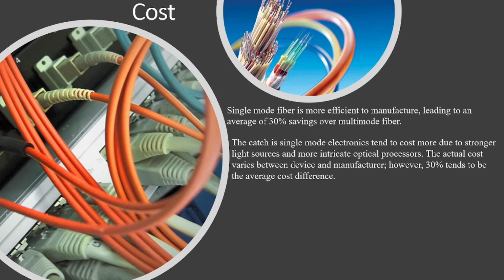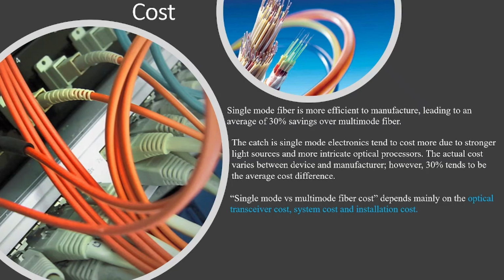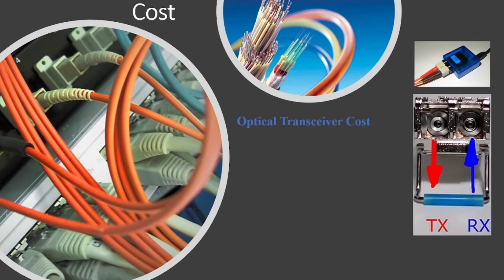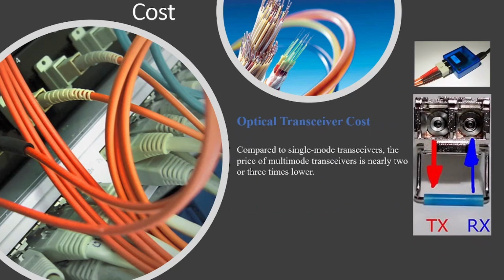Single mode versus multimode fiber cost depends mainly on the optical transceiver cost, system cost, and installation cost. According to the optical transceiver cost difference, compared to single mode transceivers, the price of multimode transceivers is nearly 2 or 3 times lower.